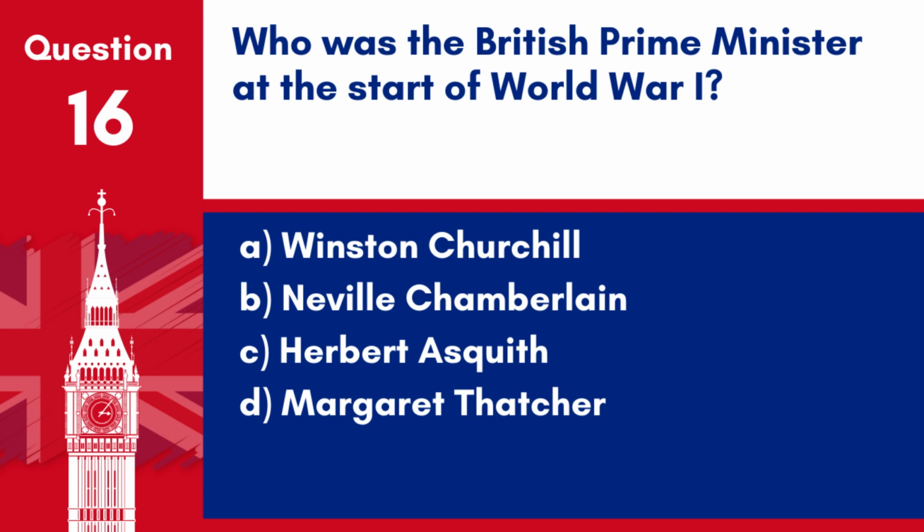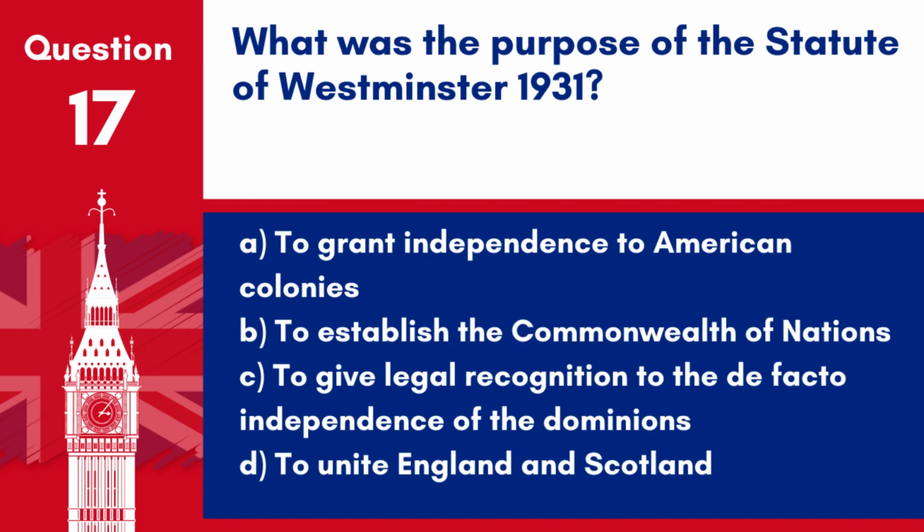A. Winston Churchill. B. Neville Chamberlain. C. Herbert Asquith. D. Margaret Thatcher. Answer C. Herbert Asquith. Herbert Asquith was the British Prime Minister at the start of World War I in 1914. Question 17. What was the purpose of the Statute of Westminster 1931?